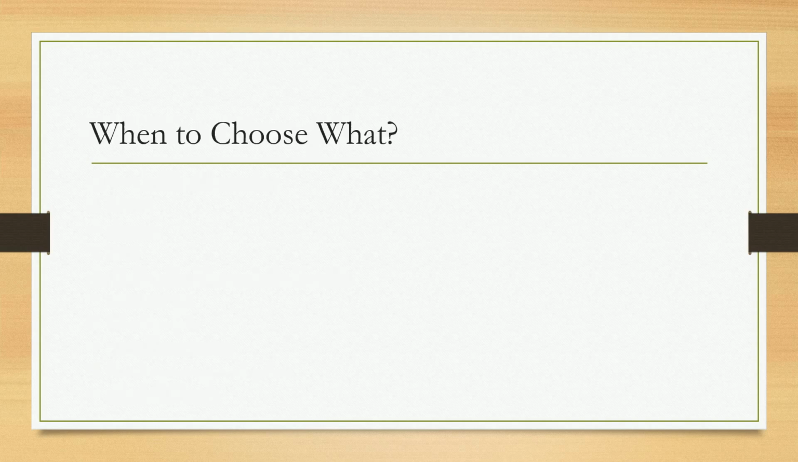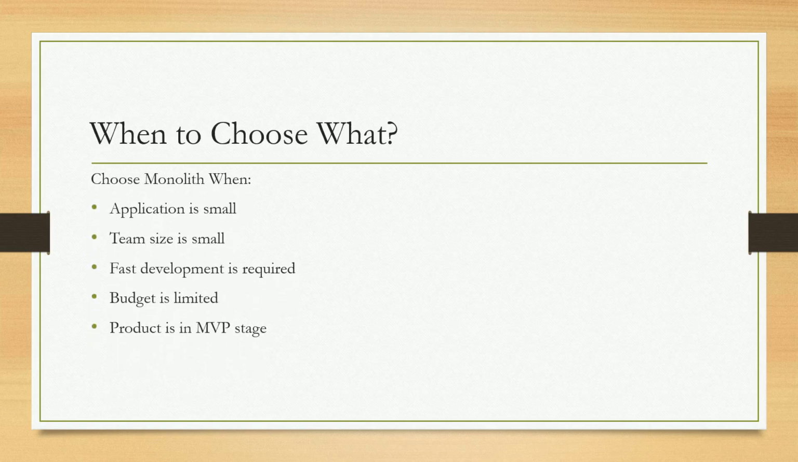The next one is when to choose what. You need to choose monolith when the application is small, the team size is small, fast development is required, the budget is limited, and the project is in the MVP stage. In this case, you can use monolith architecture.